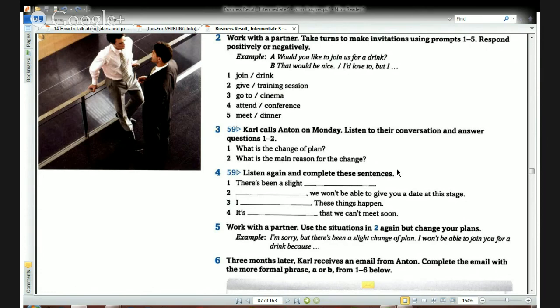Afterwards, you're going to listen a second time if you need to, and you're going to fill in the missing key expressions. So you'll listen once for the gist and once for details. Okay? So let's give it a try. Give me just a second to open the material. This is 59. Okay, here we go.